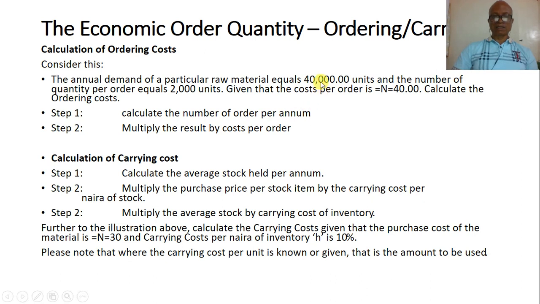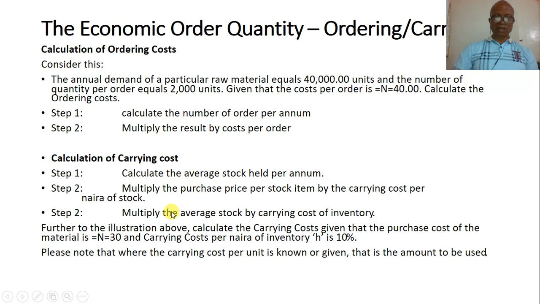In this case, for example, if you want to divide 40,000 by 2,000, what will you arrive at? You have three zeros behind, and that will eliminate that. Then you have 40 divided by 2, and at the end of the day, that will give you 20. So 20 times 40 will give you the ordering cost, okay, per order. So that's what we have there.